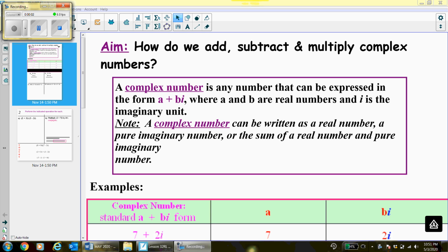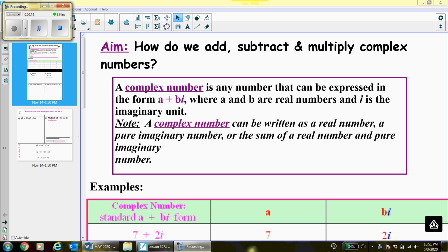Guys, today we're going to learn about complex numbers, how to add, subtract, and multiply them. I'm going to start skipping the do now since I'm not going to have you pause the video to do it on your own. I'm just going to jump right into the lesson.